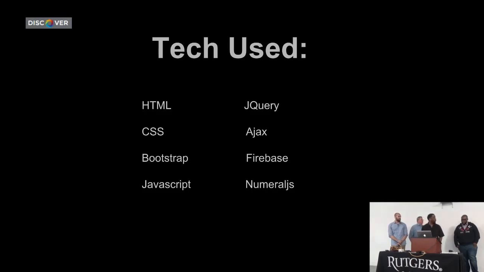The tech used was HTML, CSS, Bootstrap, JavaScript, jQuery, Ajax, Firebase, and Numeral.js. Numeral.js was used to format the numbers we got back from Music Graph, to put them in a table.